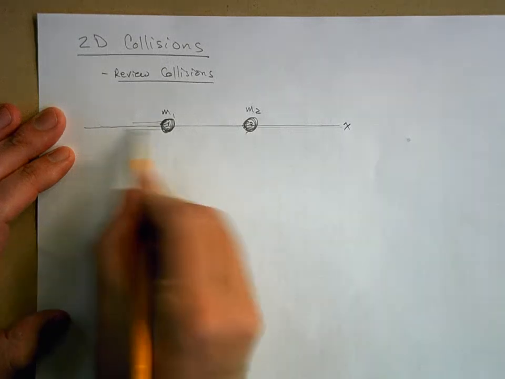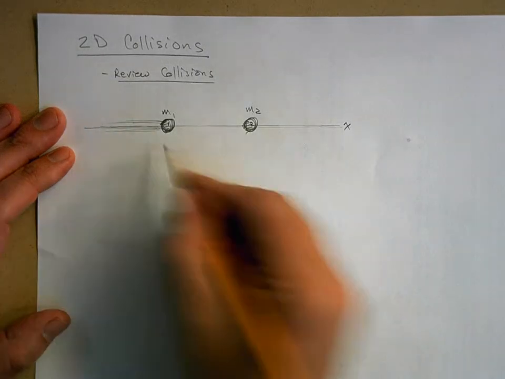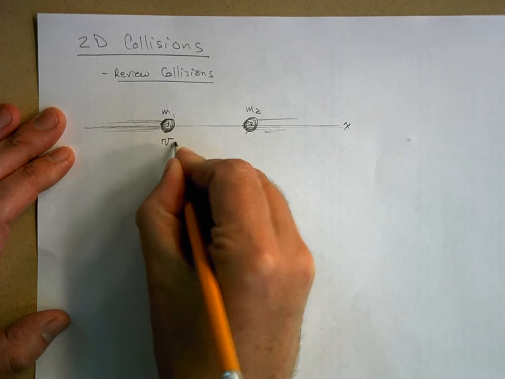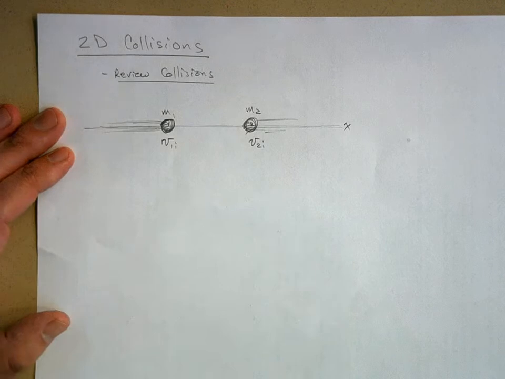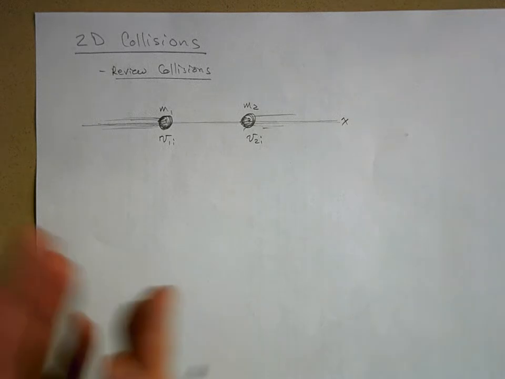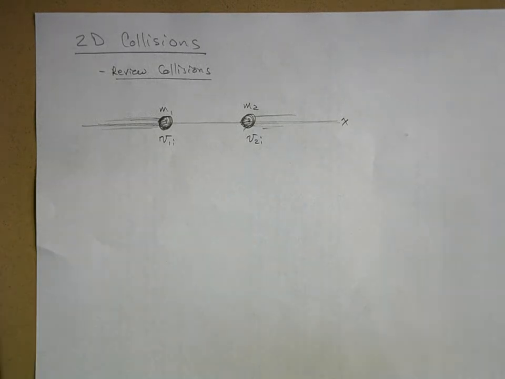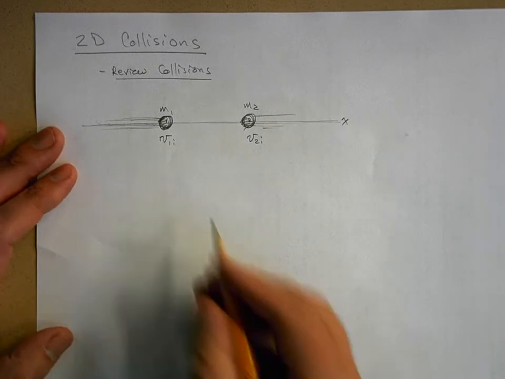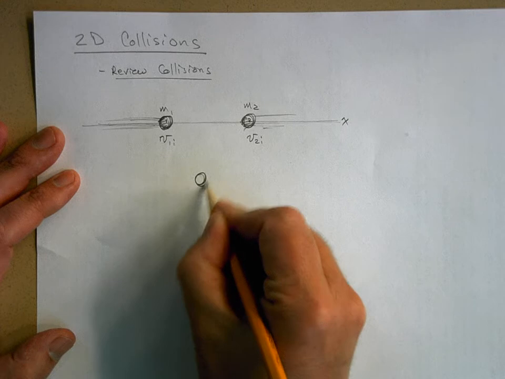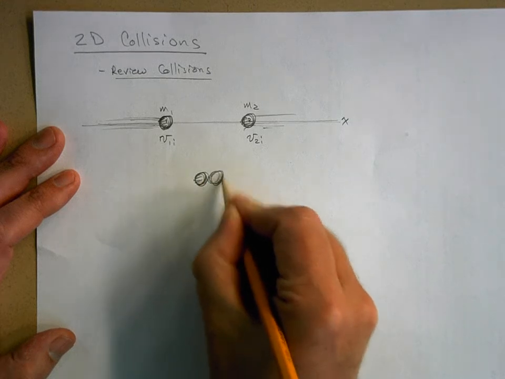And maybe this one was moving like this, and this one was moving over here. So this has V1 initial, V2 initial. And so they came together, and these could be anything from protons to black holes to even galaxies. They're going to interact in some way, and then maybe they fly apart. So during the collision, here's object 1 and object 2.